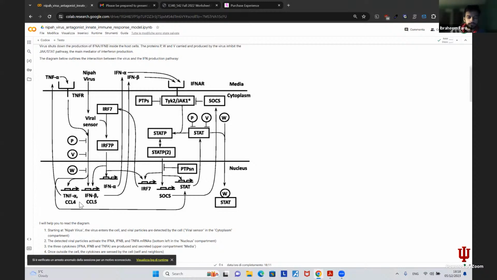Okay, I think that makes sense. My second question is, in your graphs you have P by itself, V by itself, and W by itself. Are there combinations of the two that you can try, like P and V and P and W?